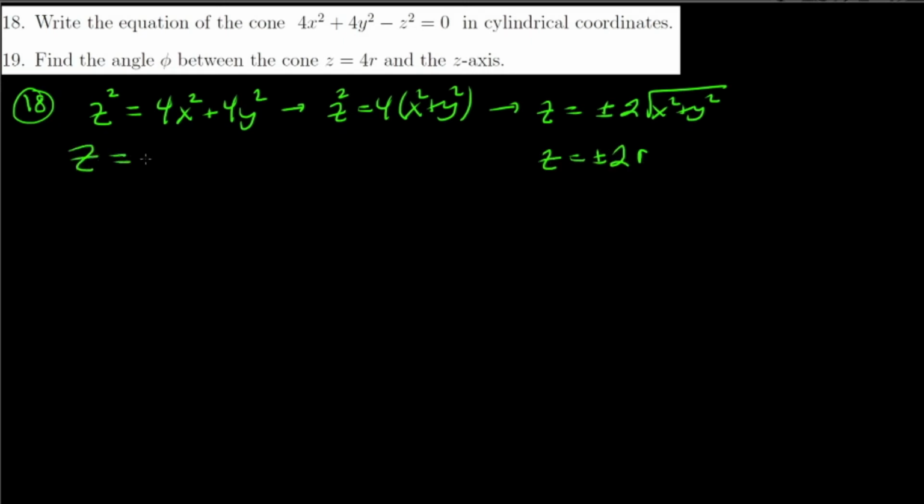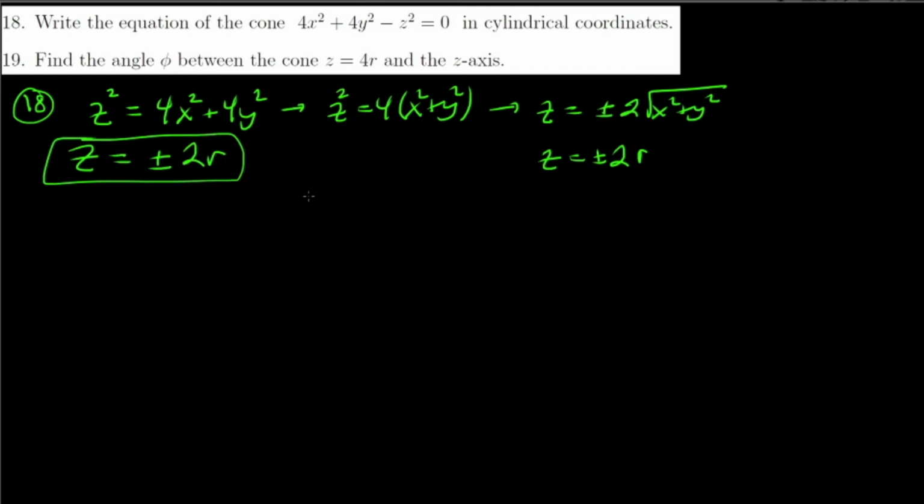Or maybe factor out the 4 first, it doesn't matter. And then take the square root. You get z is going to be plus or minus 2 times the square root of x squared plus y squared. But the square root of x squared plus y squared is also r. So really, it's just z is equal to plus or minus 2 times r.